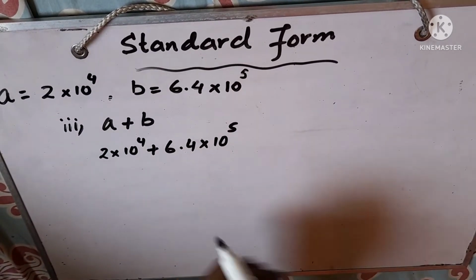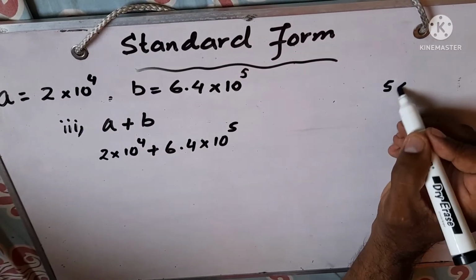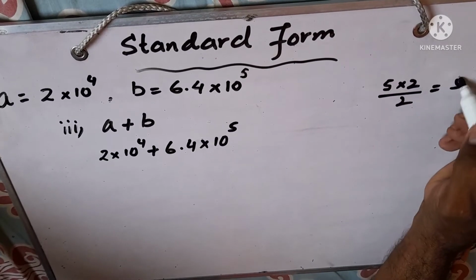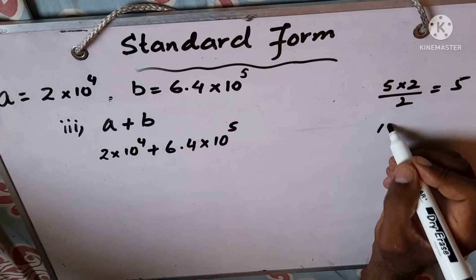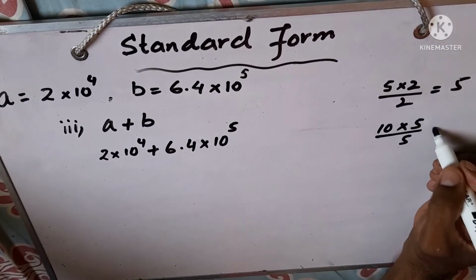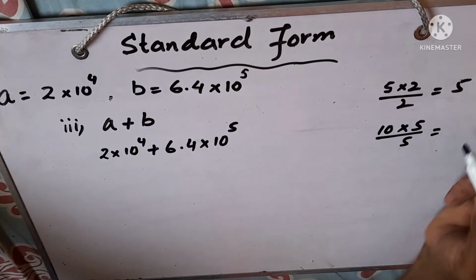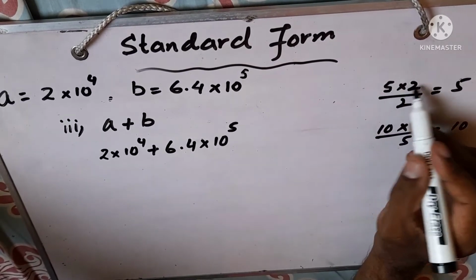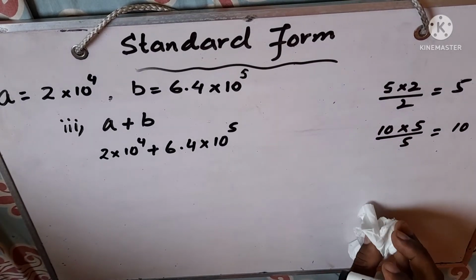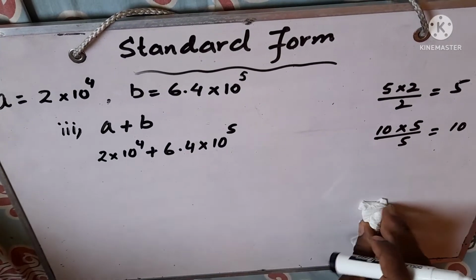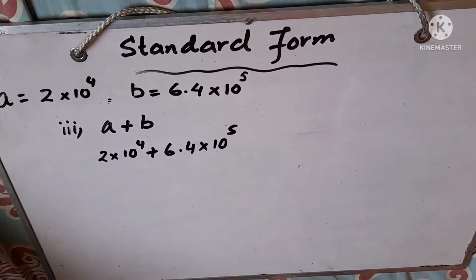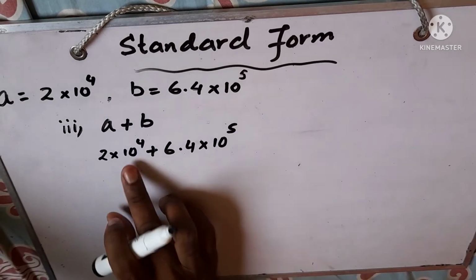I can give you an example. Suppose I have 5. If I multiply this by 2 and divide this by 2, the value will remain 5. If I have a 10 and if I multiply this by 5 and divide also by 5, so 50 divided by 5 will remain 10. 10 divided by 2 will give me 5. So there is no change if I multiply and divide a number by the same quantity. I'll be using the same procedure to make the power the same.